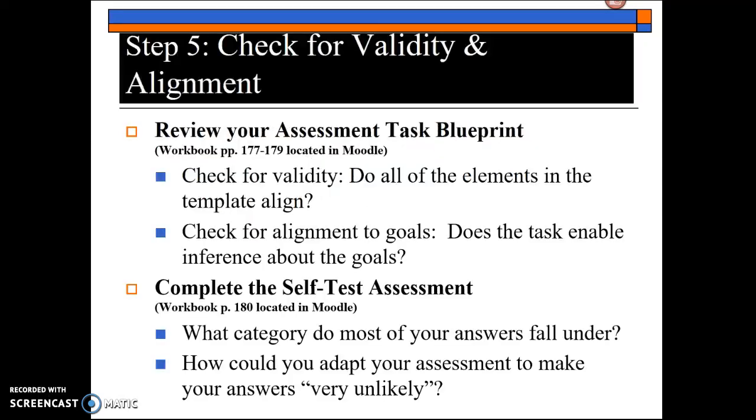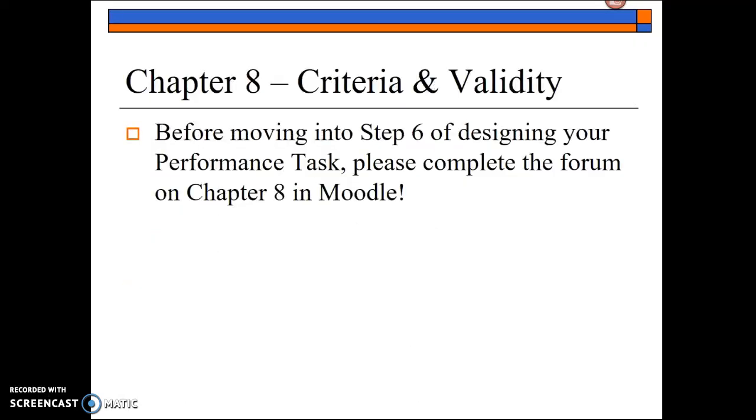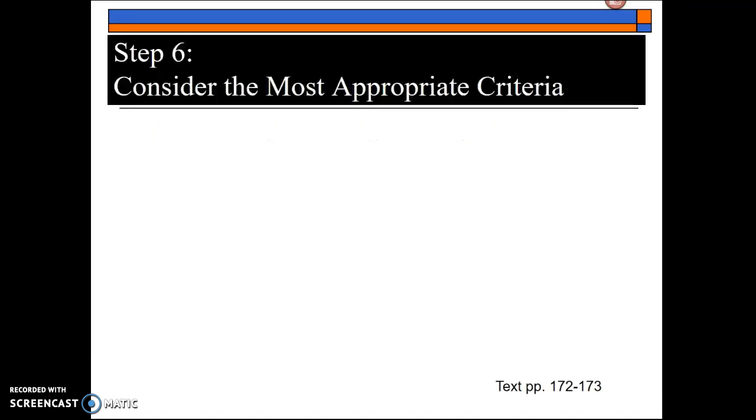Before you move on to step 6, I ask that you go ahead and work with chapter 8, which looks at criteria and validity, and you want to be able to read this chapter and submit the assignment in Moodle for chapter 8. It is a pretty open-ended assignment where you can choose whatever format you want to answer the prompt. But please, in between step 5 and step 6, go read chapter 8 and complete the form that's posted in Moodle.